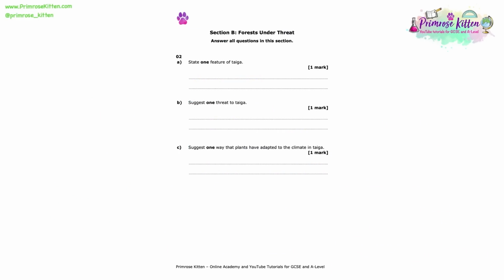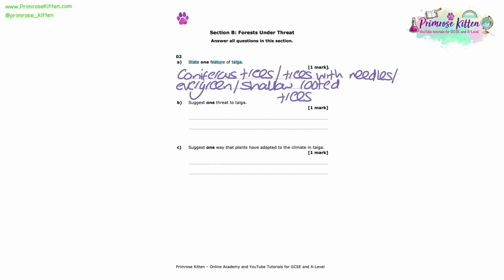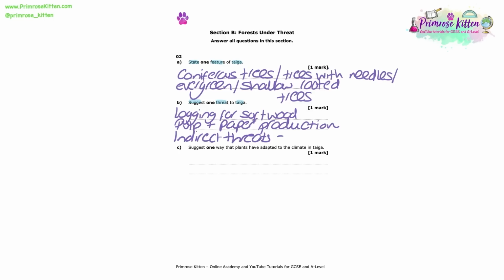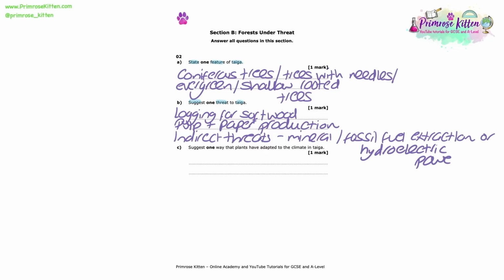Question 2, Part A. State 1 feature of taiga for 1 mark. Possible responses here might include coniferous trees, trees with needles, evergreen, and shallow-rooted trees. Part B. Suggest 1 threat to taiga for 1 mark. Possible responses here might include logging for softwood, pulp and paper production, or indirect threats, such as mineral or fossil fuel extraction or hydroelectric power.